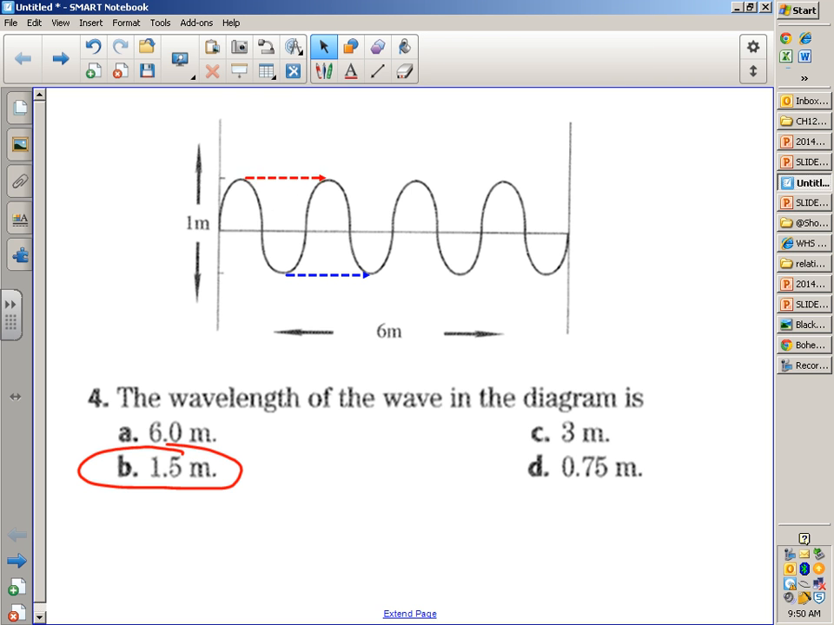First, we can measure this distance. That's the distance from what to what? Crest to crest. Or we can measure this distance, trough to trough. Okay? But something that we have to keep in mind, measuring that might be easier for certain waves than other waves. In this picture, the measurement of 6 meters down here at the bottom doesn't start at a crest or a trough. It starts in the middle.